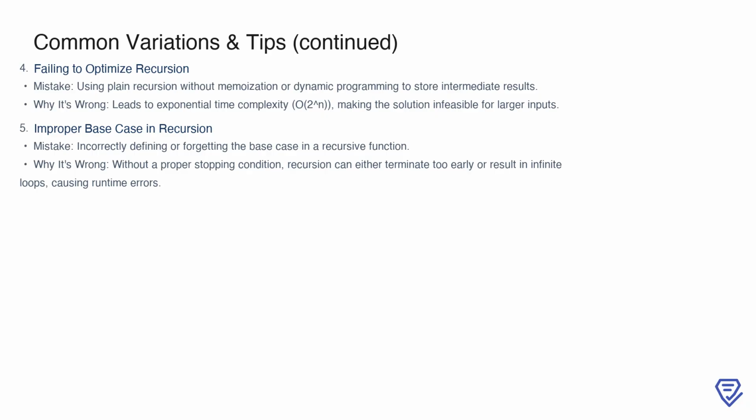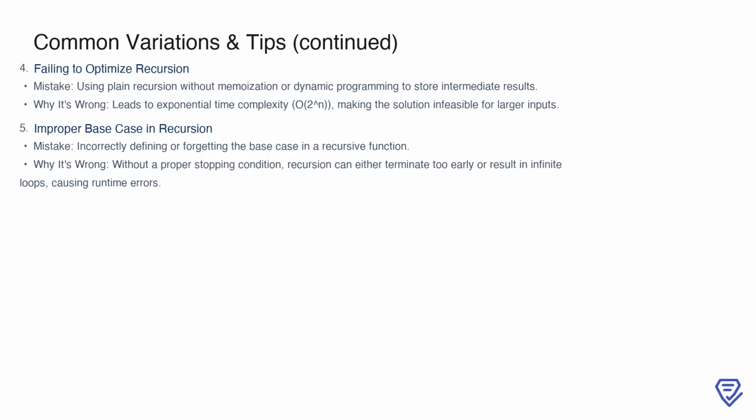Another critical area to focus on is optimizing your recursion. One mistake is relying on plain recursion without memoization or dynamic programming. This leads to exponential time complexity, specifically O(2^n), which becomes infeasible as the input size grows. Memoization or dynamic programming helps store intermediate results, significantly reducing redundant calculations and improving performance.